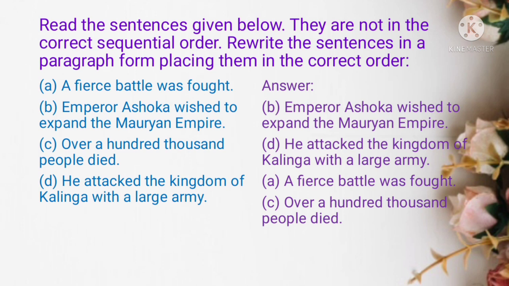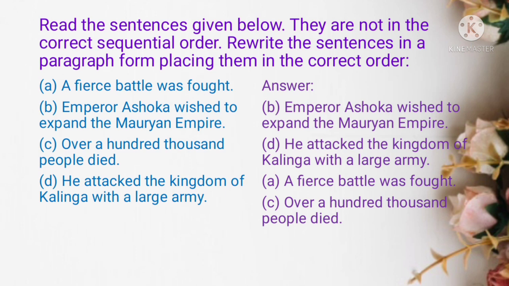So it is straight away, the battle was fought. Then comes Ashoka wished. So logical thinking will make us aware that first the king has to wish, then only he arranges a battle. Okay, then he attacks, then people die. So like that only, events go one after another. So this is the same way here it is arranged.